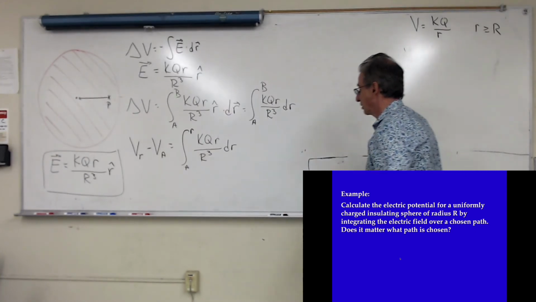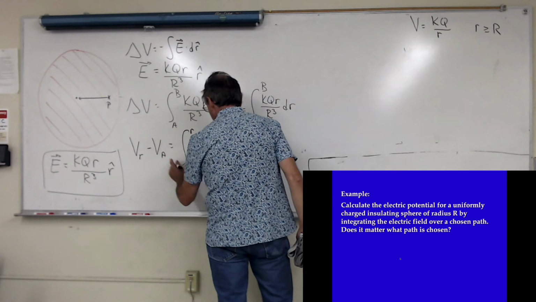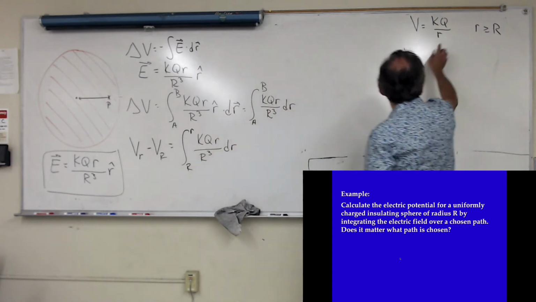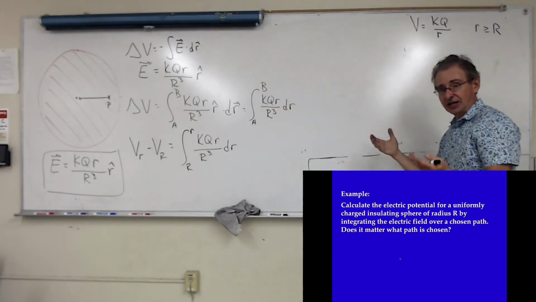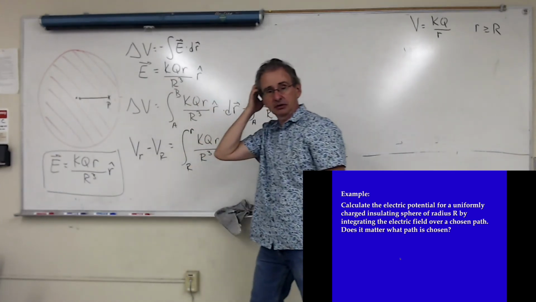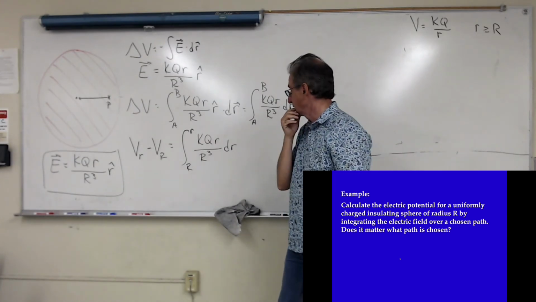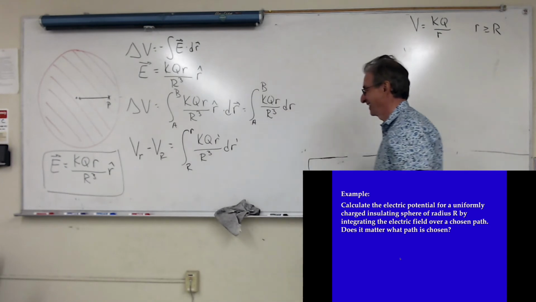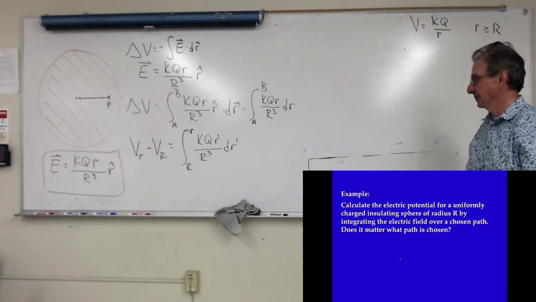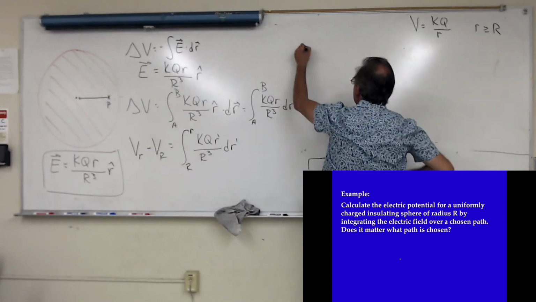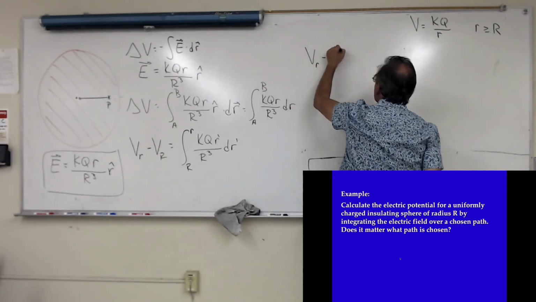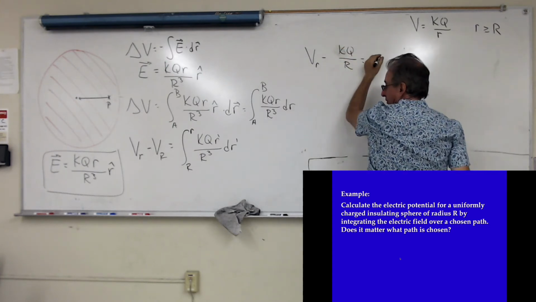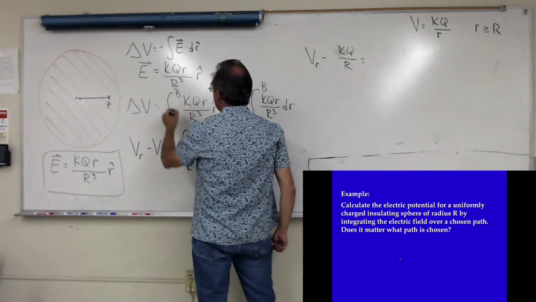So my limit is going to go from big R to little r. And V at big R is kQ over big R. Since I know that, then I can solve for this. You have to change the r's inside of the integral to primes? Yes, r primes. Good catch. That's a good catch. And so then I have this little r minus kQ over big R. Oh, I forgot something. Minus.